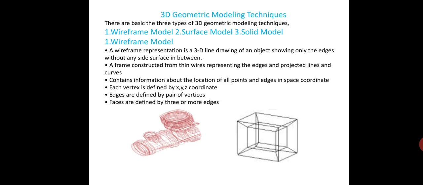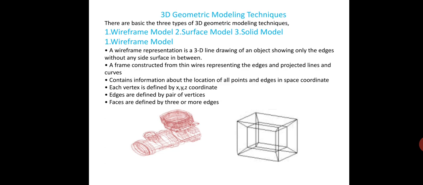But when we see the weaknesses: ambiguity in representation, deficiencies in pictorial representation, limitation in the ability to calculate mechanical properties or geometric intersections, and a limited scheme as a basis for manufacturing or analysis. These are all the weaknesses of the wireframe model.